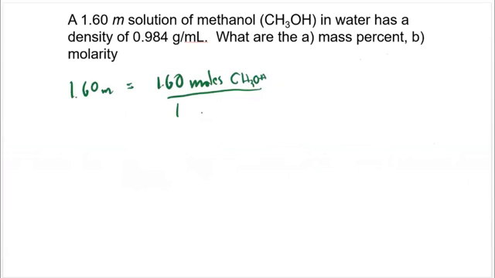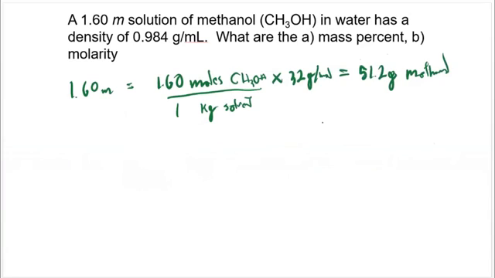in 1 kilogram of solvent. So the mass percent, 1 kilogram of solvent is a mass. Now we can convert this 1.6 moles of methanol into mass by multiplying by the molar mass of 32. And I got that 32 from determining the molar mass of methanol, which was previously discussed, and you can calculate it as well. It's 32. So you multiply that together, and you get 51.2 grams of methanol.